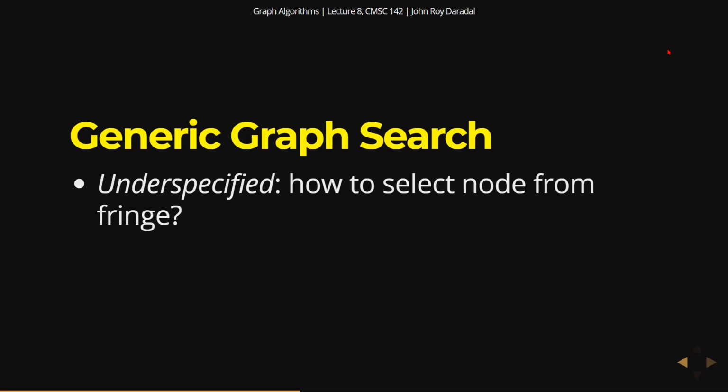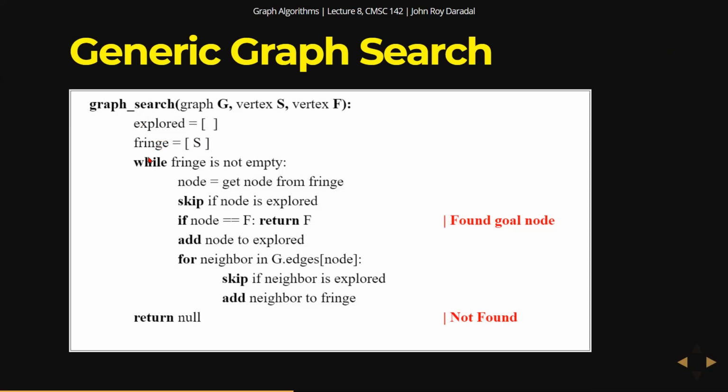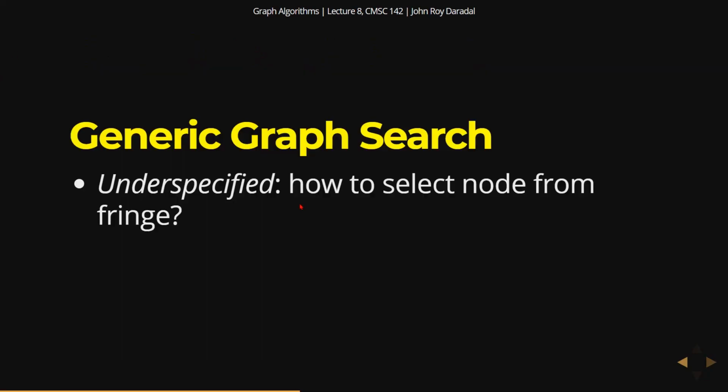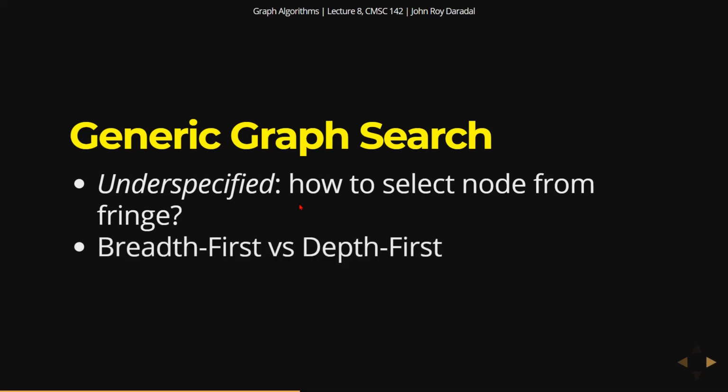Okay, you'll notice that the generic graph search is underspecified, because we just said that we will get the node from the fringe, but we did not specify how we select that node. Okay, so that is how the two graph search algorithms that we'll discuss differ. So we will do it in either breadth first manner or depth first manner. Okay, so either BFS or DFS.